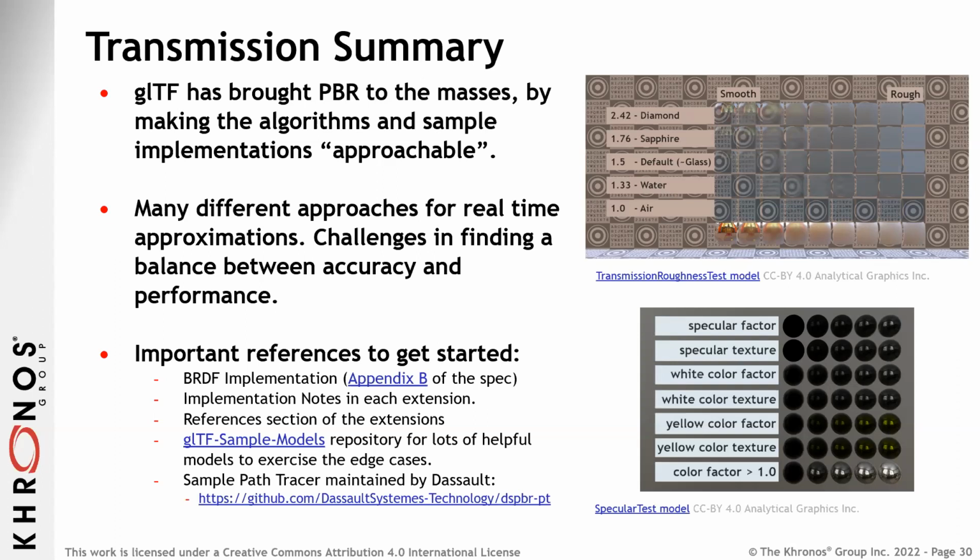Also, I've included here all these properties. They don't just pertain to rasterizers. Dassault Systems also maintains a path tracing sample implementation that you can go have a look at to see how this might be implemented in a path tracer. So that concludes my section.